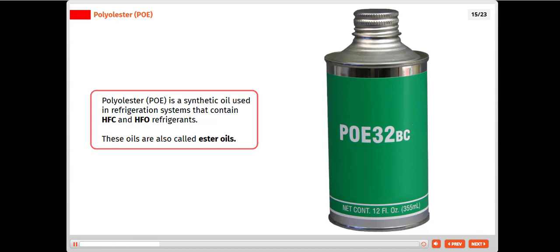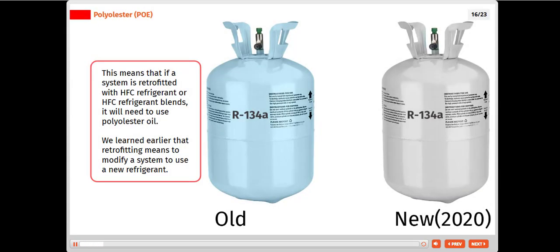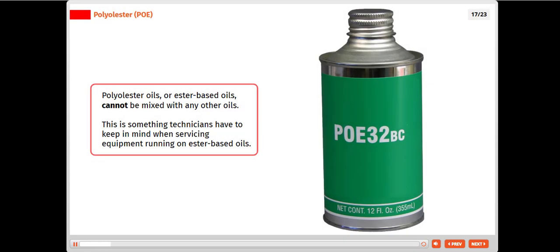Polyester is a synthetic oil used in refrigeration systems that can be called ester oils. This means that if a system is retrofitted with HFC refrigerant or HFC refrigerant blends, it will need to use polyester oil. We learned earlier that retrofitting means to modify a system to use a new refrigerant. Polyester oils, or ester-based oils, cannot be mixed with any other oils. This is something technicians have to keep in mind when servicing equipment running on ester-based oils.